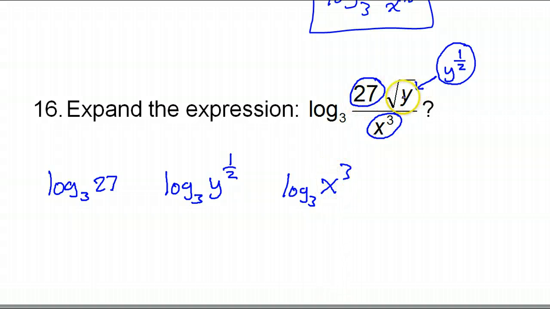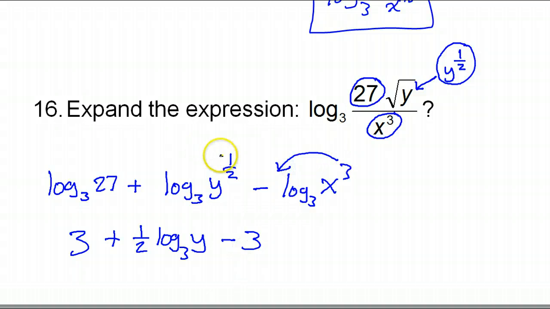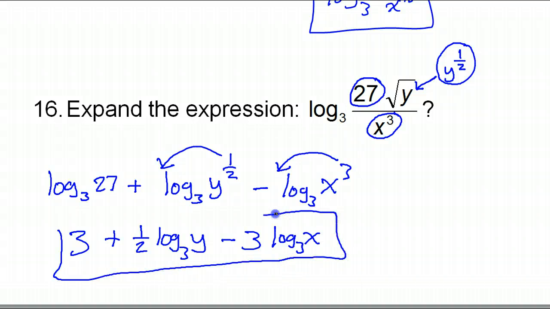Now, anything that was in the numerator is going to become a positive term. So this is positive and this is positive. Anything that was in the denominator is going to be a negative term. For the final answer, we need to put any exponents in the front. And log base 3 of 27 has a whole number value. 3 to the 3rd power is 27, so this will just be 3. So it'll be 3 plus 1/2 log base 3 of y. Again, we're just putting these in front. So that'll be 3 times log base 3 of x. So this should be your final answer for number 16.